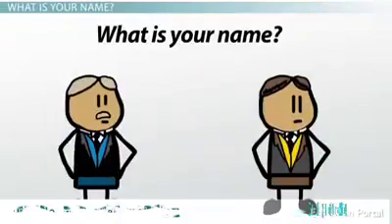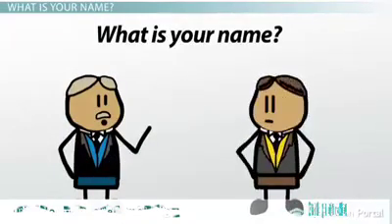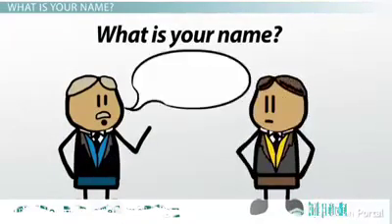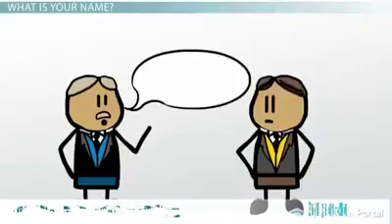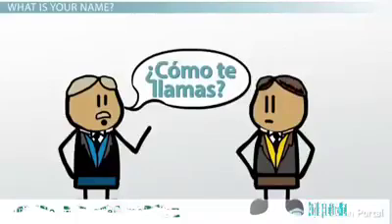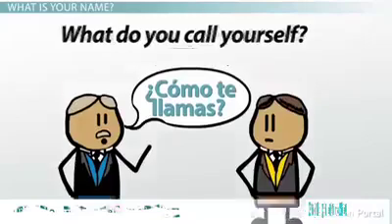Now we will learn how to ask for someone's name, and how you might respond to that question. Once again, we will learn the informal way of asking for a person's name. You might use this when speaking to someone who is of a similar age and position, or with a child. We say, ¿Cómo te llamas? to ask for a person's name. Literally, we are asking, what do you call yourself?